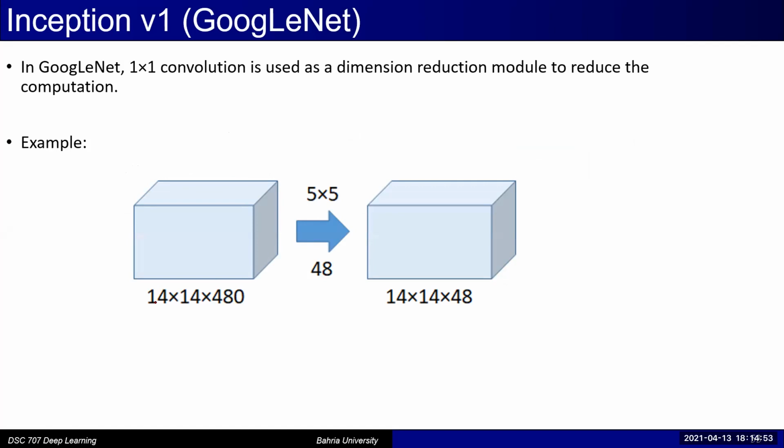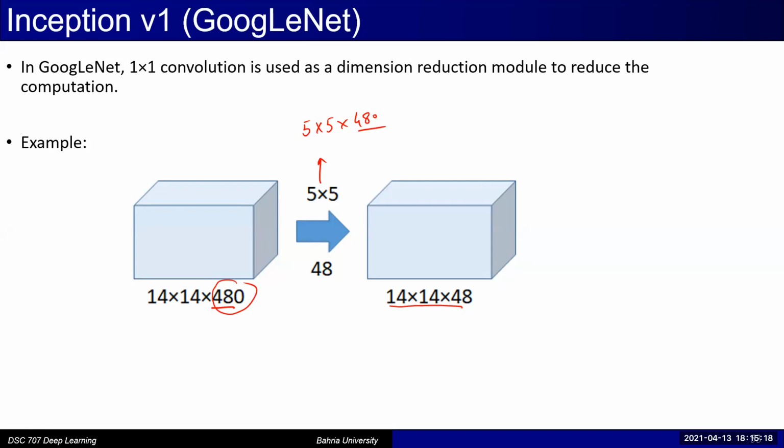We have an input volume of 14 by 14 by 480. You see this is a big number. We do convolution with 5 by 5 filters, 48 such filters. So the output we get is 14 by 14 by 48. Actually this filter is 5 cross 5 cross 480, because the depth of the filter is always equal to the depth of the input.